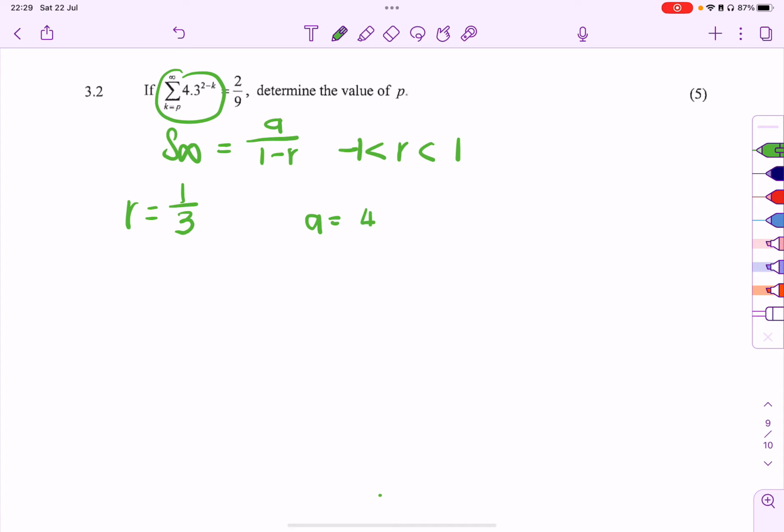So 4 times 3 to the power of 2 minus p. Right. Substitute everything in.